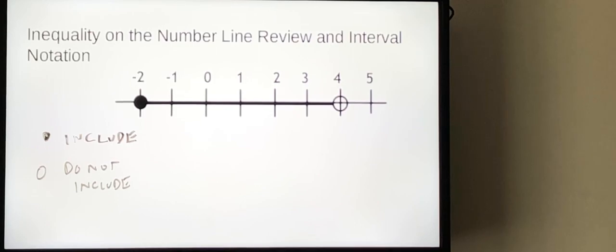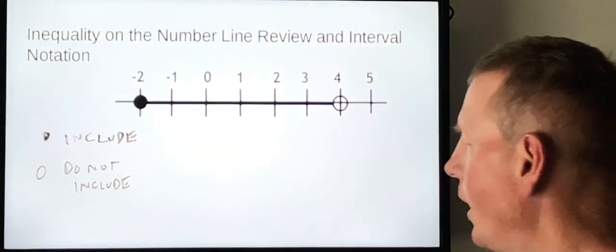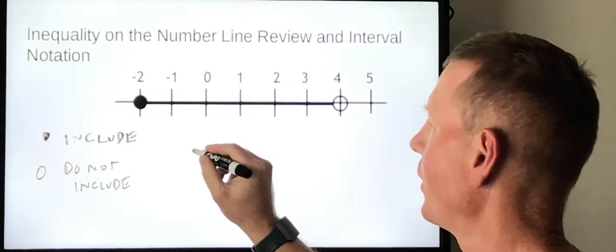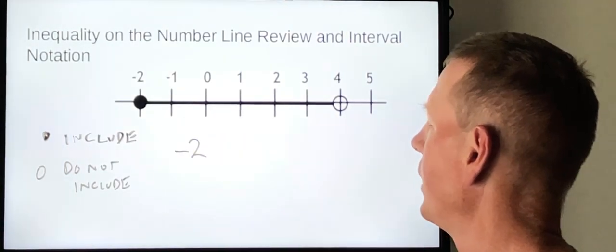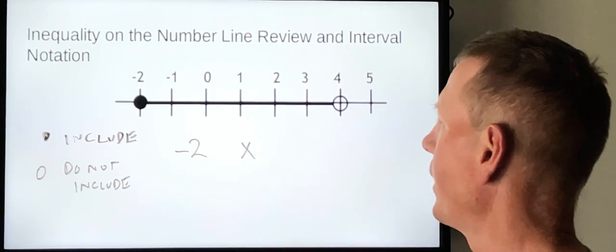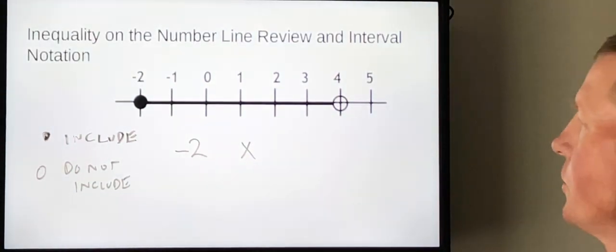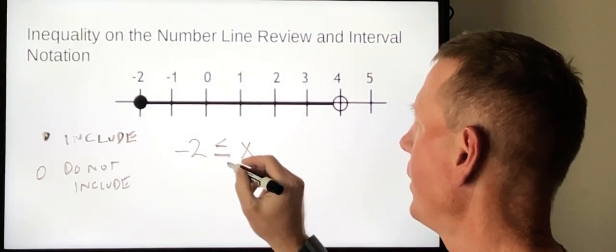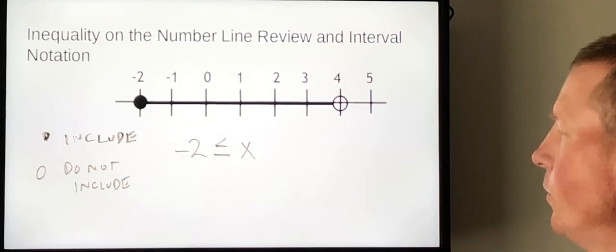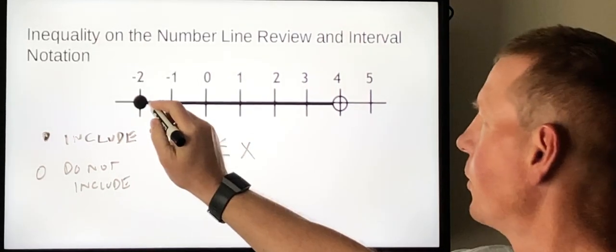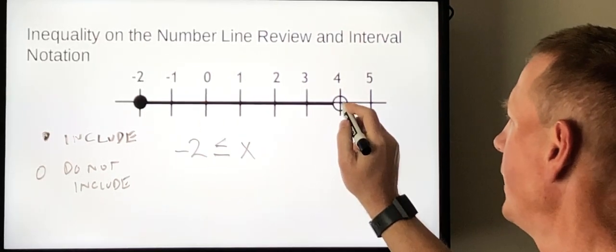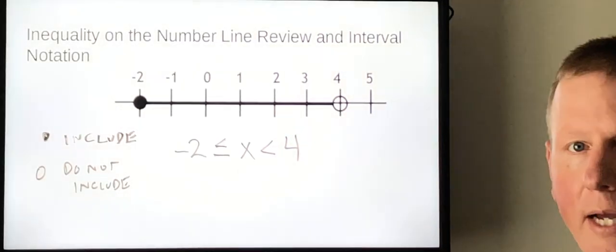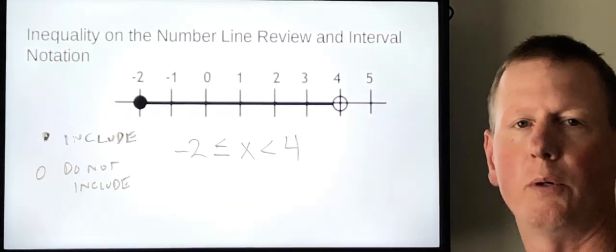Now, in this particular inequality, if we're going from left to right, we know that we're starting at -2, and if we put our variable in the middle, we're saying that x is going to be greater than or equal to -2. It's equal because we're including it with the colored in circle. And as I go across, this is all shaded in until I get to 4, so I'm going to go less than 4. Okay, so that would be our inequality, the way we would write that.